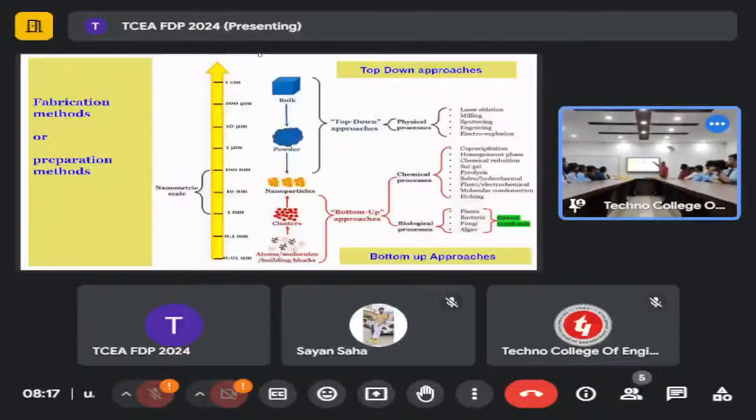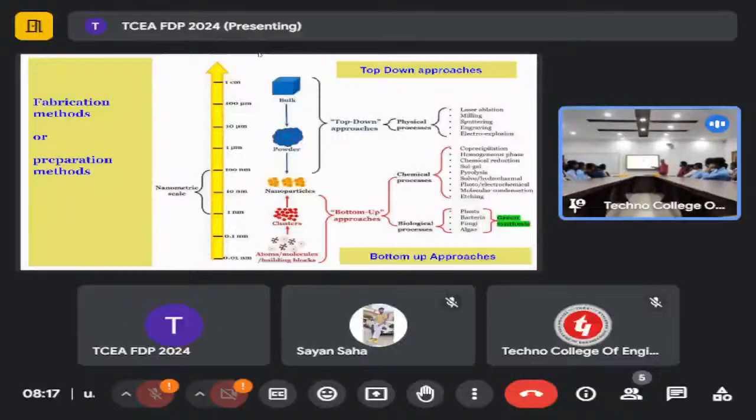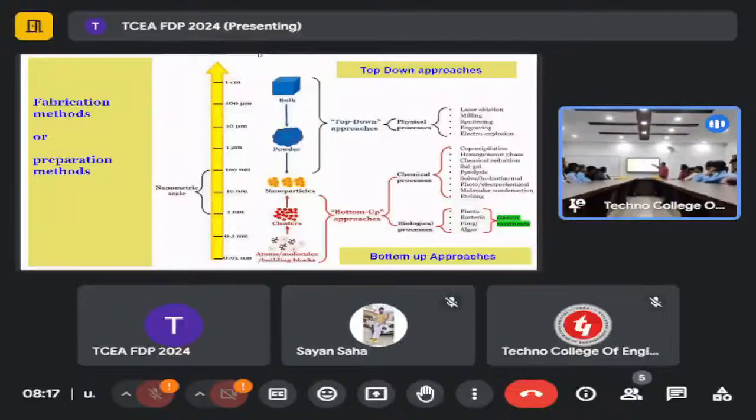But from the bulk, if we go to the nanoparticles by physical method, what is known as top-down approach, these top-down approaches are a very costly affair. It needs very costly instruments. That's why we researchers don't follow the top-down approach, because it is very costly.